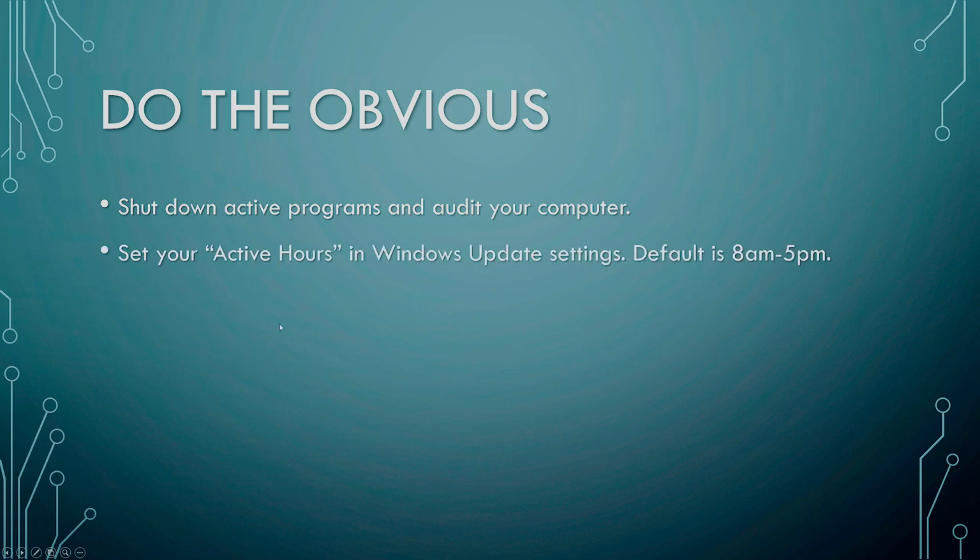Set your active hours in the Windows update settings. It defaults to not do any updates between 8 a.m. and 5 p.m. because those are the working hours. But if you're gaming, you know, 9 p.m. to 3 a.m., then you're going to want to change your Windows update settings to not bug you during the times that you're gaming. You know what I mean?